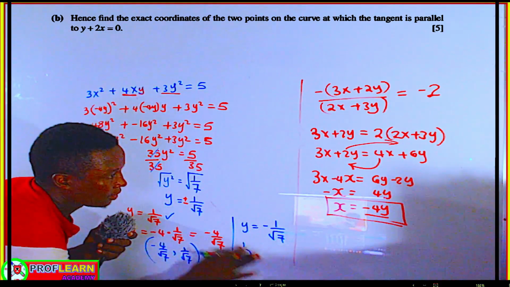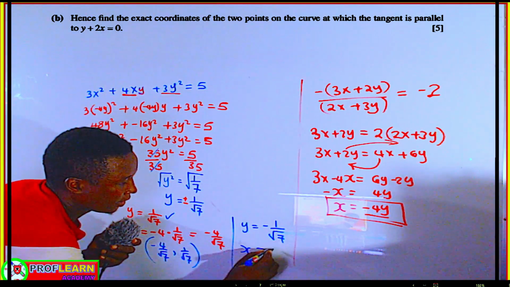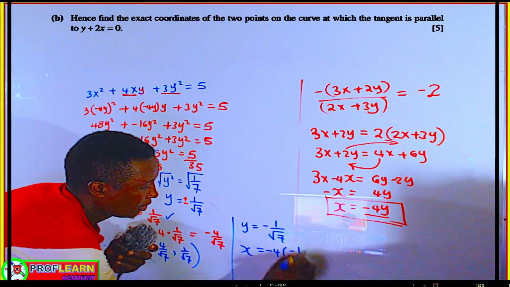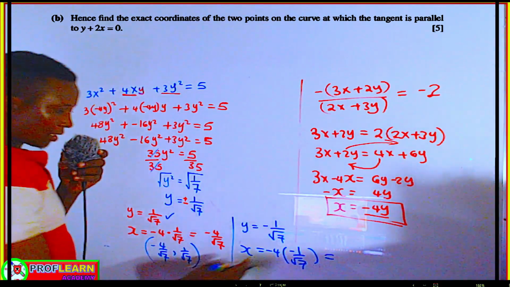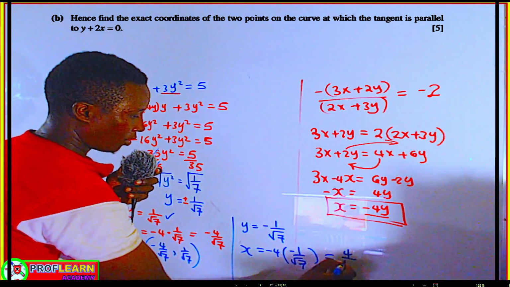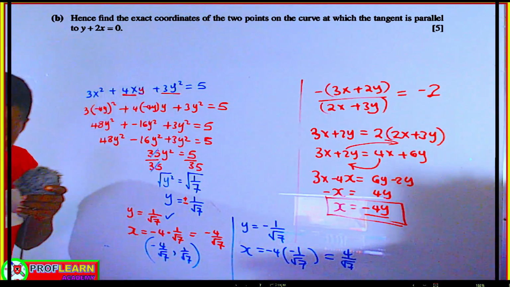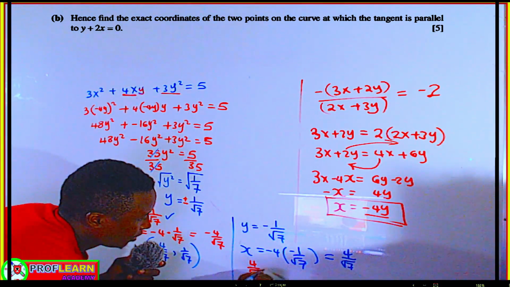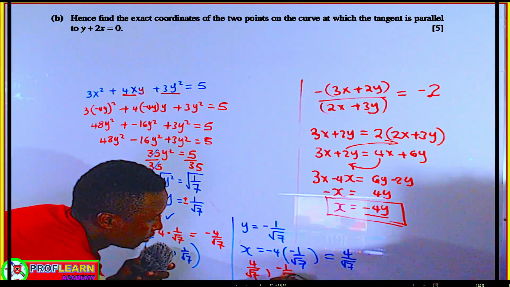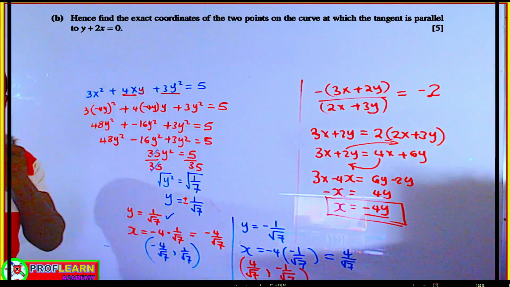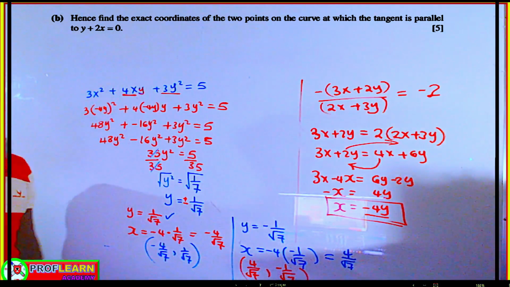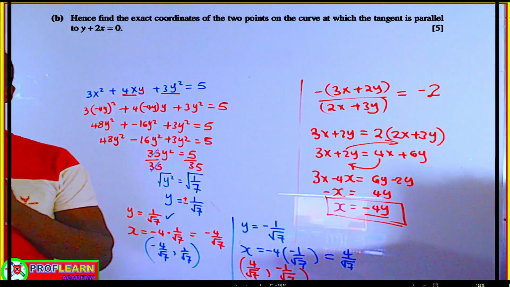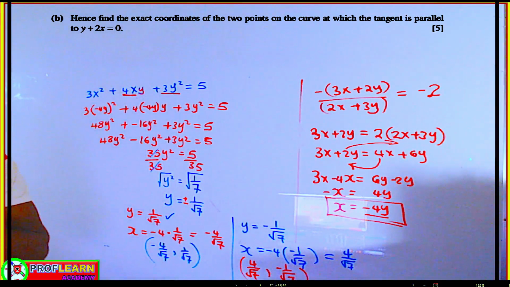So our x is going to be negative 4 times the value of y, which is negative 1 over root 7. If you work it out, you realize that this part is now positive 4 over root 7. So that coordinate can equally be written as 4 over root 7, comma, negative 1 over root 7. And that marks the end of this question, because we are supposed to write the exact coordinates of 2 points of the curve at which the tangent is parallel to the line y equals 2x.